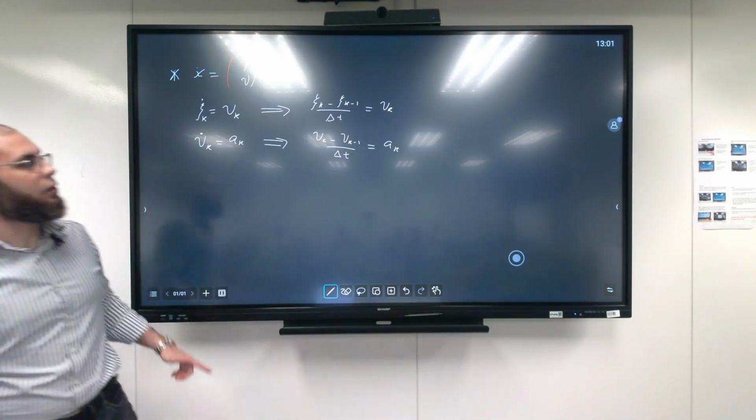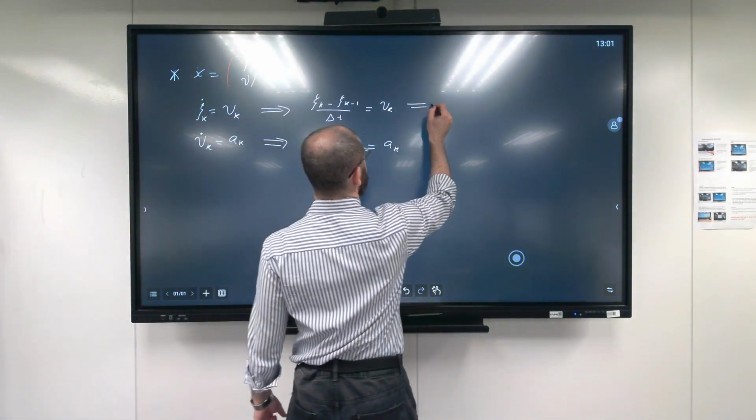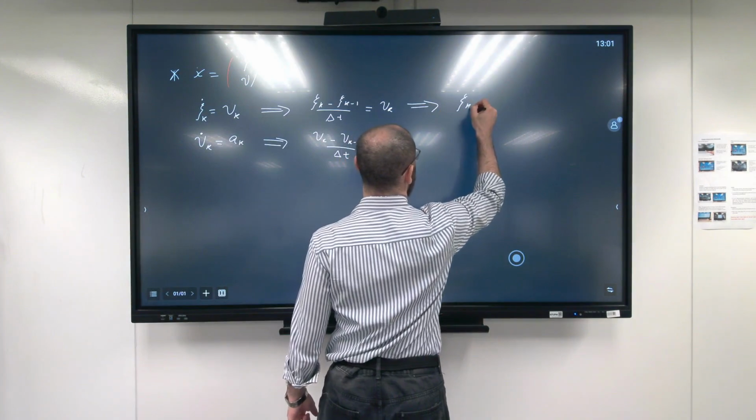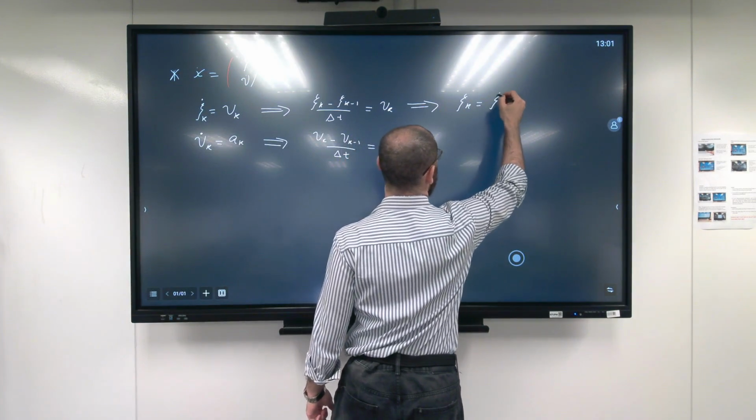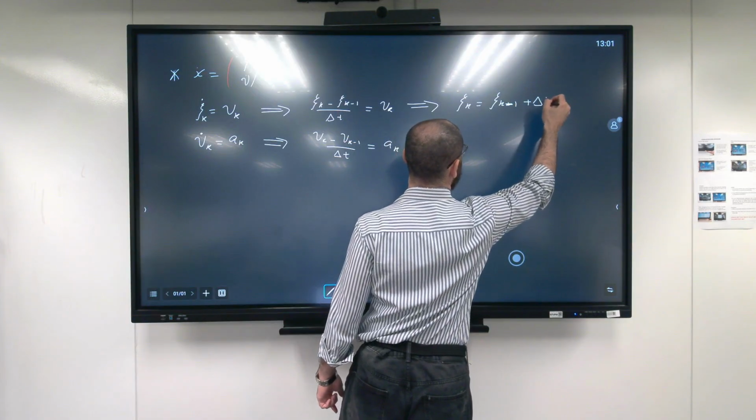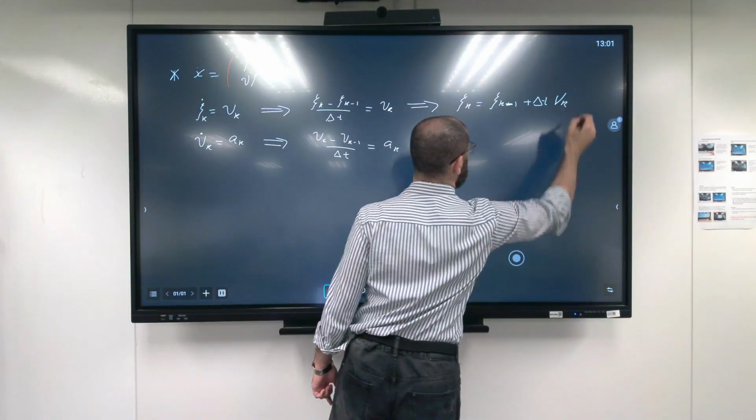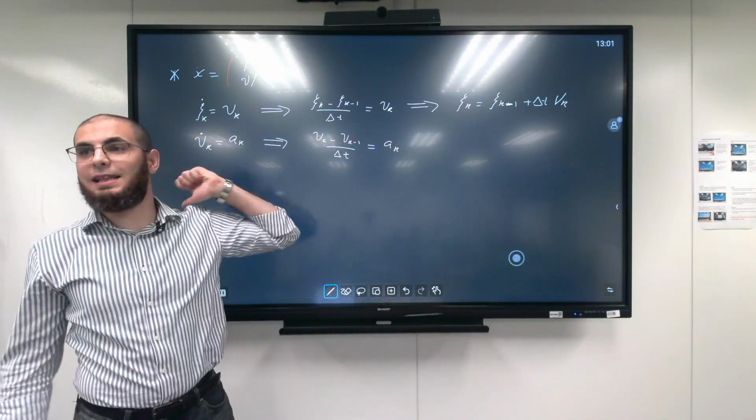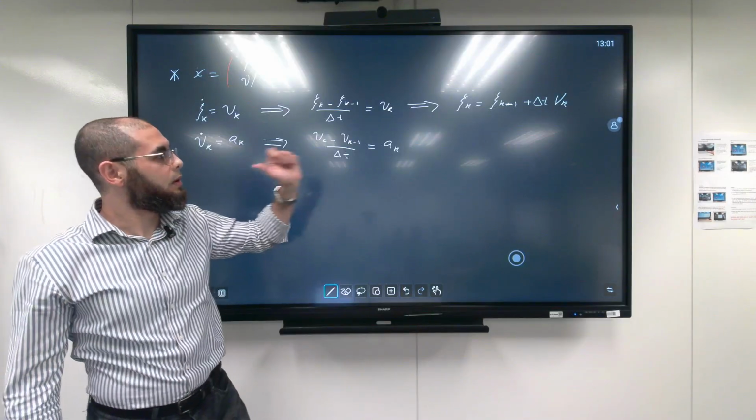Now the first equation, I can rewrite it as psi k is equal to psi k minus 1 plus delta t times vk. So vk is the state at the last time step.